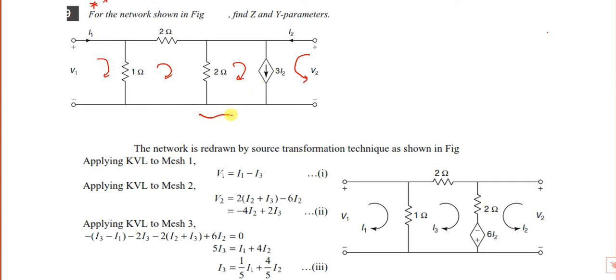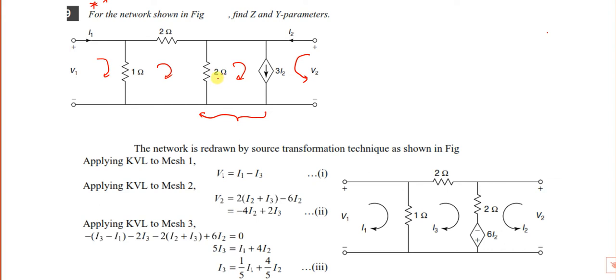So the best method is to convert this current source. This is a dependent current source. The arrow mark means it's a current source, a dependent current source in parallel with 2 ohm. This you can convert into a voltage source. So V is equal to IR. The value is 3I2, and the R value is 2.